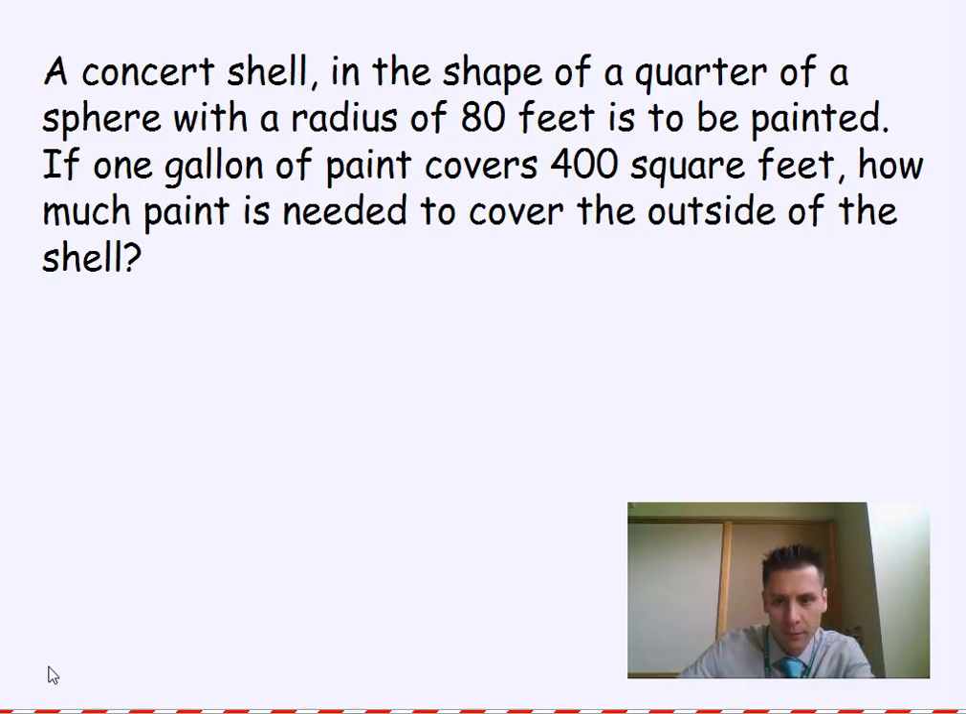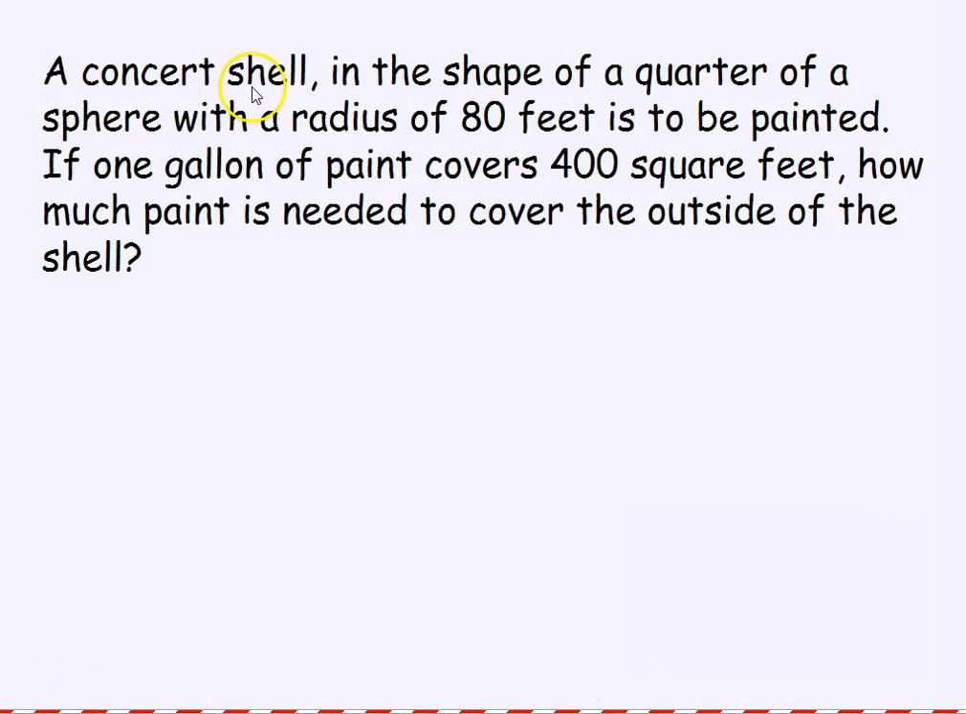All right, one last example here on spheres. We're going to do surface area of a quarter of a sphere because we have a concert shell that's in the shape of a quarter of a sphere with a radius of 80 feet, and we're going to paint it. And 1 gallon of paint is going to cover 400 square feet, so we want to know how much paint is needed to cover the outside of the shell. So how much paint do we need to paint this quarter of a sphere, which is a concert shell?